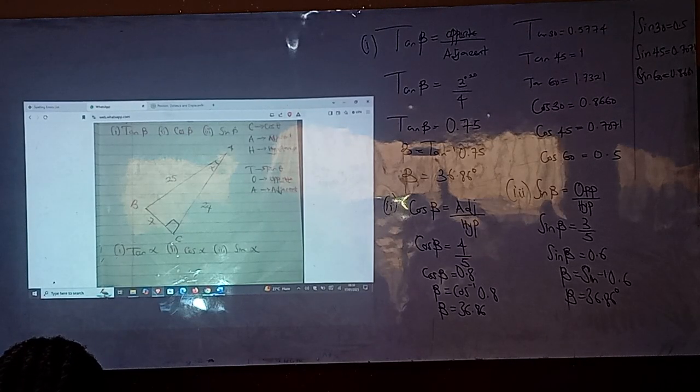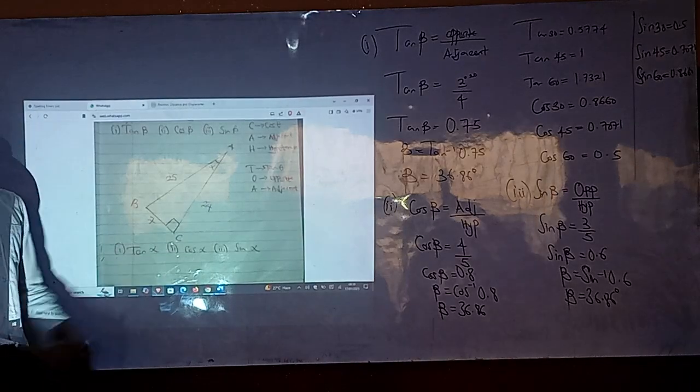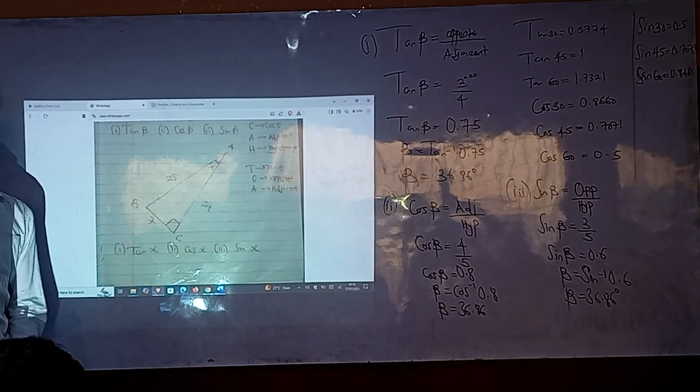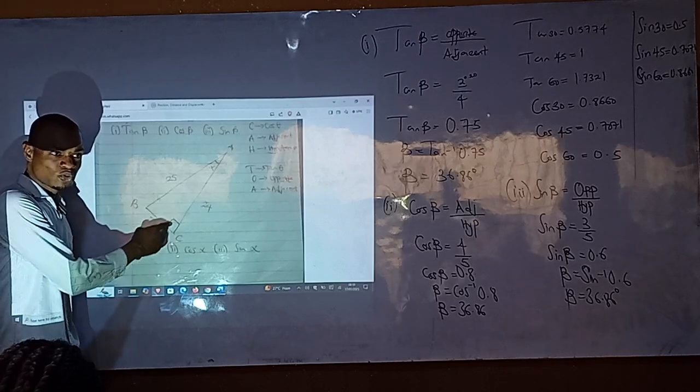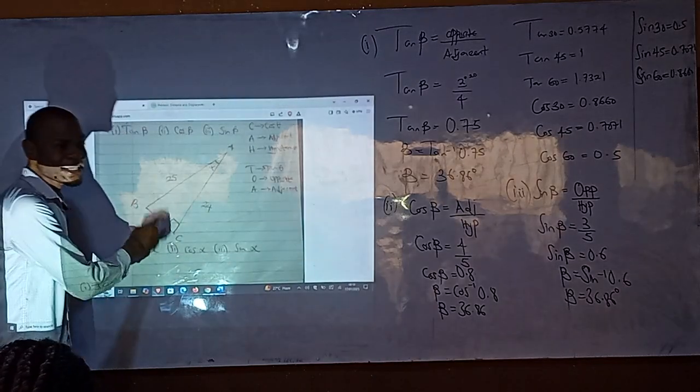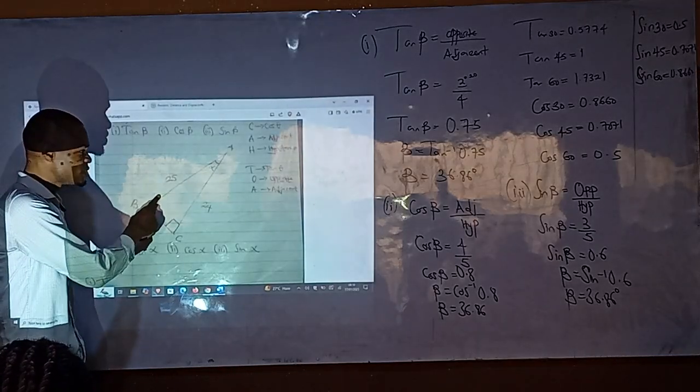Now, look at it. I can move on, right? Let's take this triangle. Where is our opposite? Where is our hypotenuse? Where is our adjacent? I told you that this V shape or this box here is 90 degrees, right? The line that faces 90 degrees is the hypotenuse, and this line is 25.